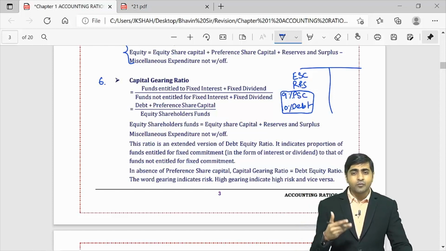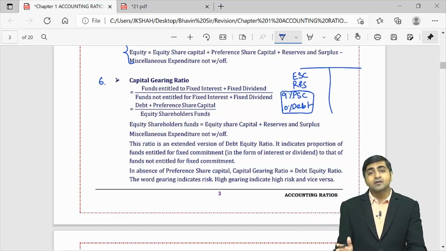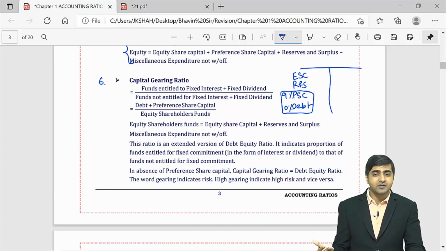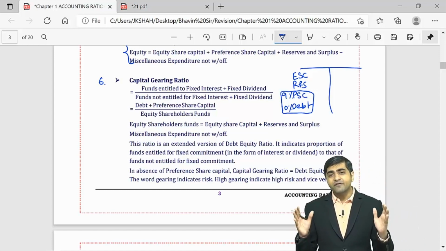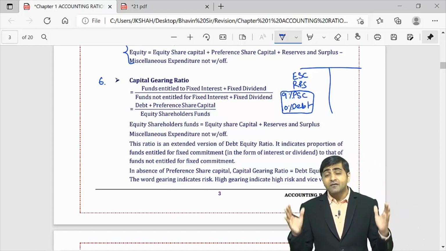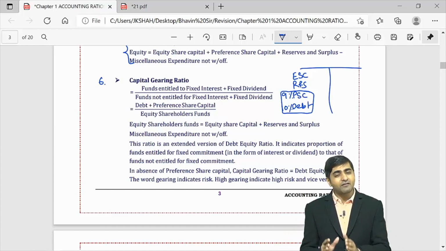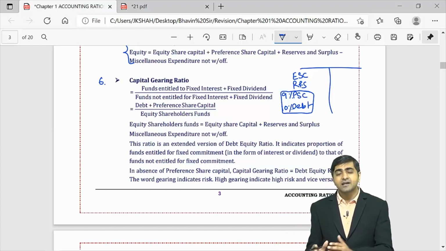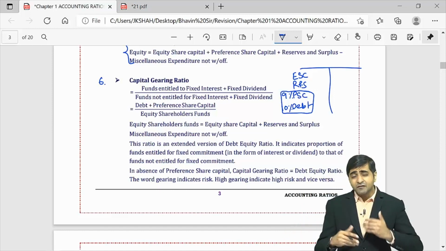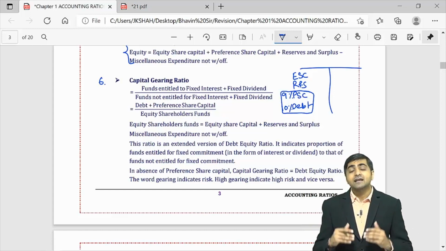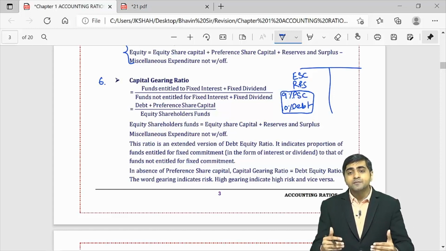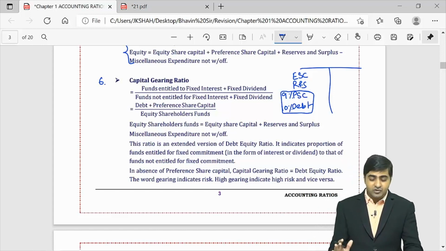Equity dividend, I hope you all know that these are nothing but your voluntary dividends, right? These are not mandatory. So these are non-fixed income bearing securities. So guys, here we just need to check what are the funds which we are raising from the fixed income bearing securities, and we are going to divide that by non-fixed income bearing securities. It goes without saying that if you are going to raise more funds from your fixed income bearing securities, then the fixed obligation keeps on increasing, so the risk will also be higher.